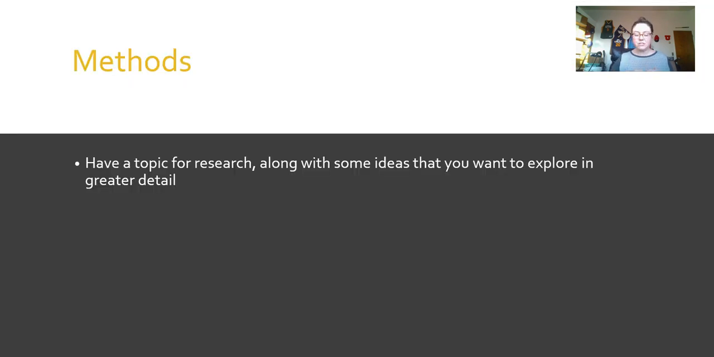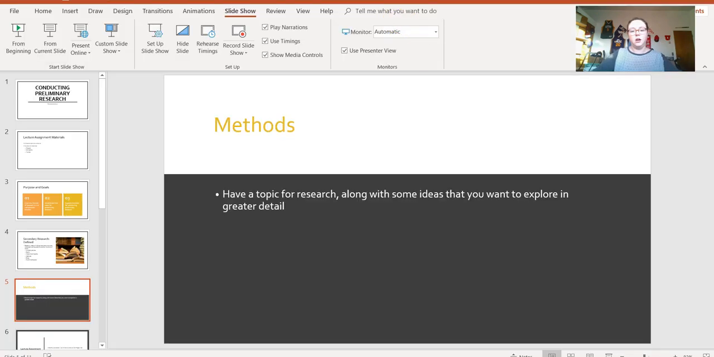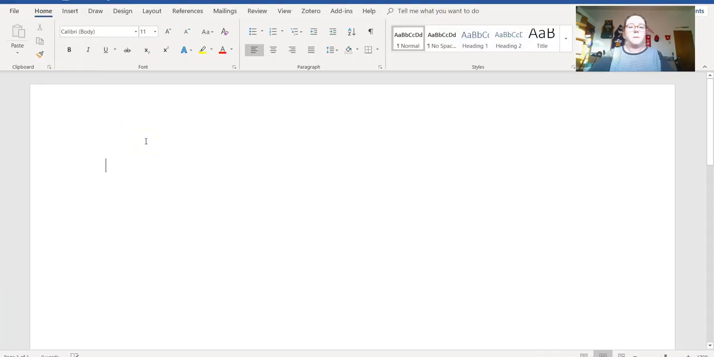Now, when we think about methods for conducting preliminary research, the first thing that you're going to need to do is have a topic for research in mind, along with some ideas that you want to explore in greater detail. So let's say my topic is, let's go with climate change, right? And so maybe I'm also interested in, let's say, global warming, and let's go with renewable energy.